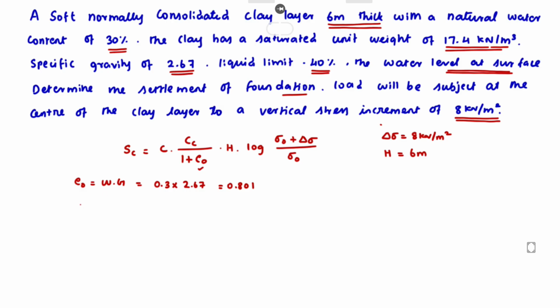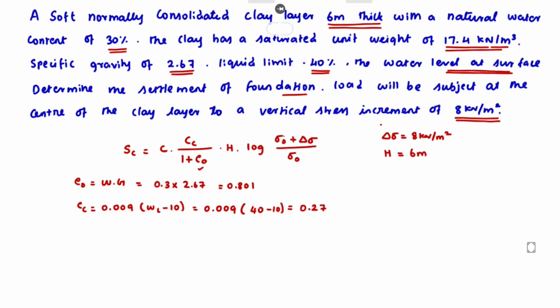So next thing is Cc. For the Cc value, we know the formula: 0.009 into (WL minus 10). This is the formula we can use to find out the Cc, the compression index. Now we can substitute 0.009 into the liquid limit, which is given, that is 40%, minus 10. So now we got the value of 0.27. Okay, so now the Cc value we found out.